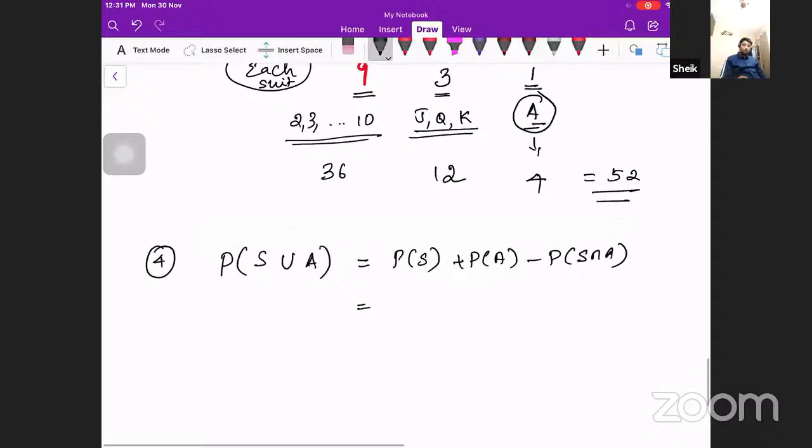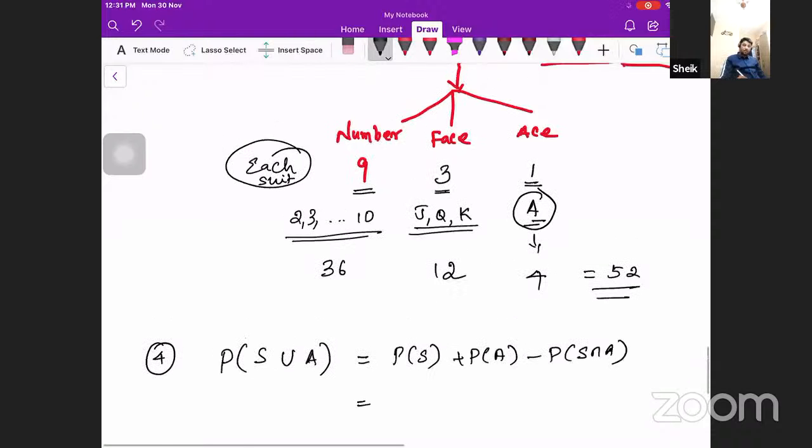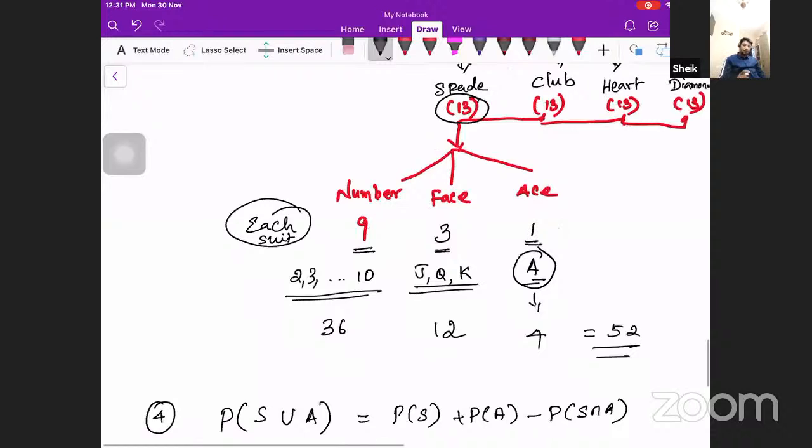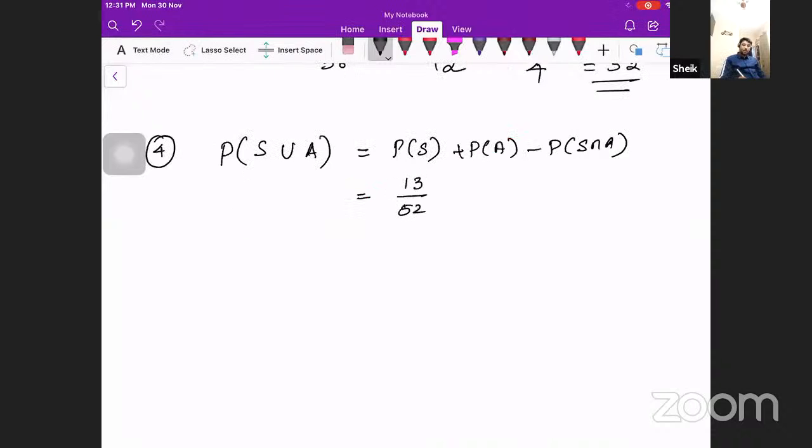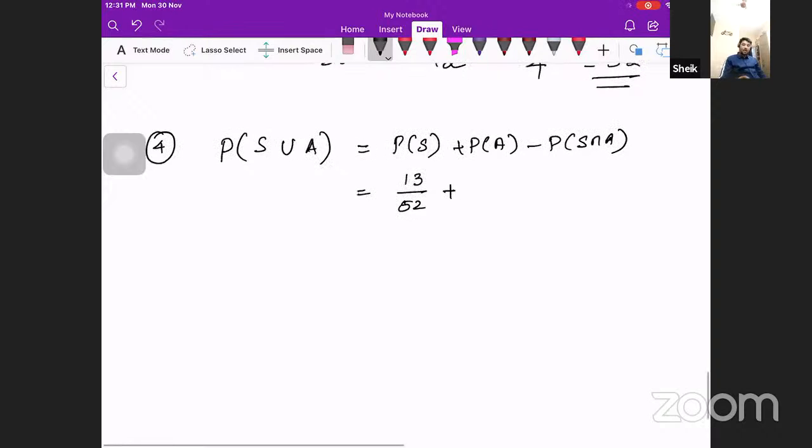Now look at this. Total, how many spade cards are there? 13 spade cards. So the probability of getting a spade card is 13 by 52, plus, after that, ace cards. There are 4 ace cards, which is 4 by 52, minus. Is there any common element between spade and ace? Of course. In the suit of spade, 1 ace will be there. So in the spade cards, the ace is included, and in the ace cards, the spade ace is included.